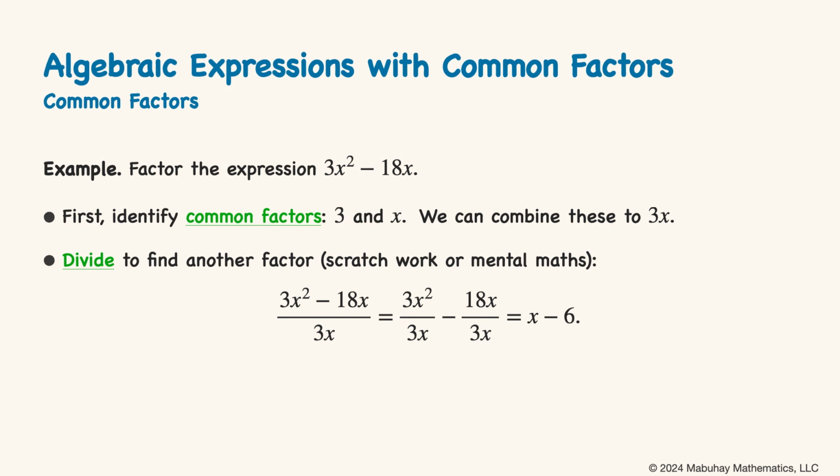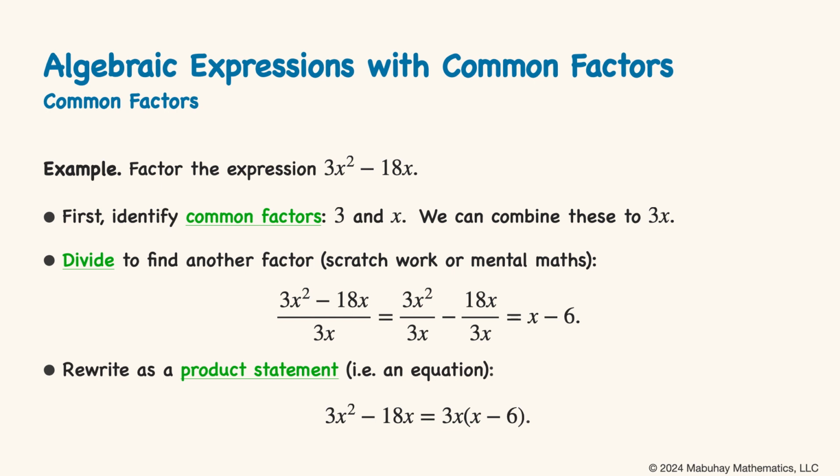But this division now, taking the original, dividing it by 3x to get x minus 6, tells us that we can rewrite the original expression as 3x times the quantity x minus 6. We again used division to find the factor that combines with a known factor, in this case 3x, to get the original.